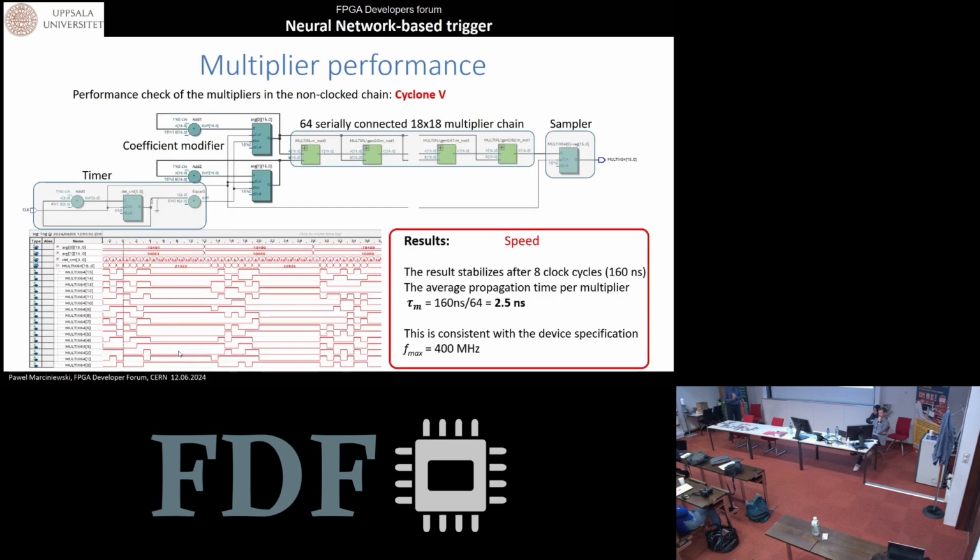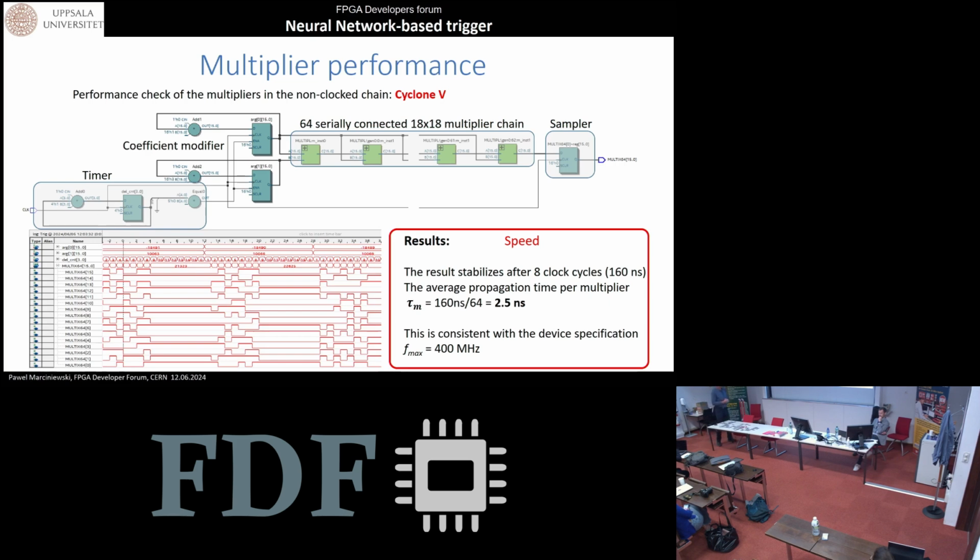Okay, and it could also be an interesting bunch of results: look at how fast the multipliers actually are in the Kintex UltraScale Plus and also Cyclone V. So what can one do? One can have a timer which says now, and a coefficient modifier that modifies two coefficients. Now the two coefficients enter a serial chain of multipliers, where one coefficient is constant, and the other coefficient comes as a result of the multiplication. And it propagates.